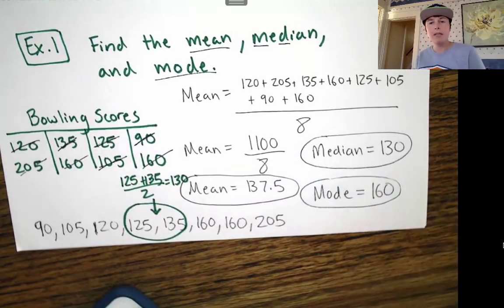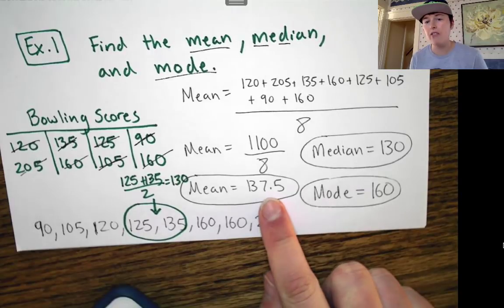And now I have my mean, my median, and my mode. So if you asked me about, let's say this was like a bowling team or something, I could tell you that, oh, my bowling team has an average score of 137.5.